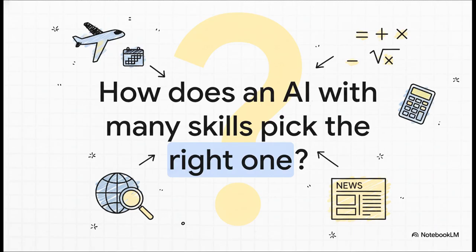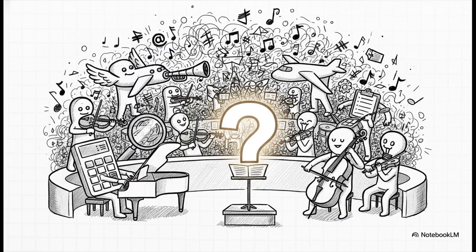Imagine you've got this AI assistant, right? It can book your flights, it can solve complex math problems, it can search the web. It's a total powerhouse of different tools. But when you ask it something, how in the world does it know which of its specialized skills to use at that exact moment? The best way to think about this is to picture a symphony orchestra.